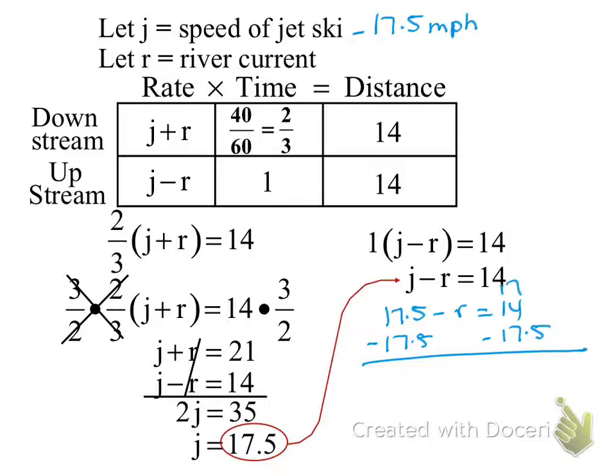It's negative 3.5, so R is equal to 3.5. It's 3.5 miles per hour. Okay, how are these wind and current problems for you? You can pause the recording. That's it.